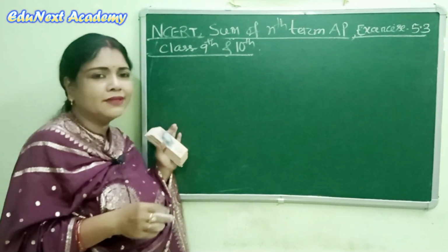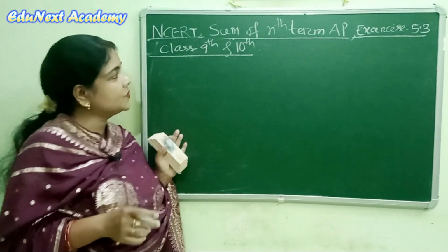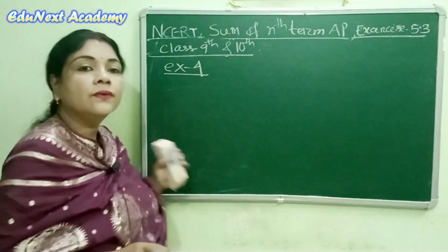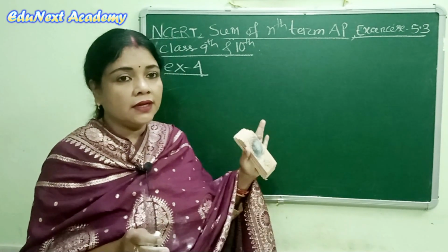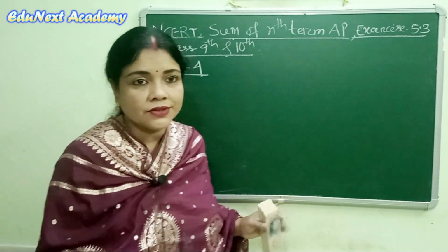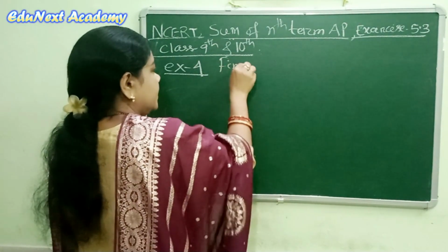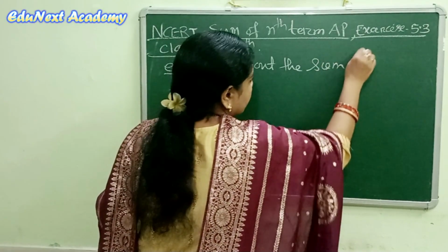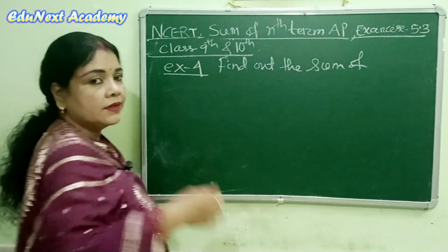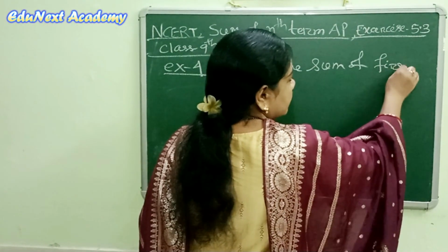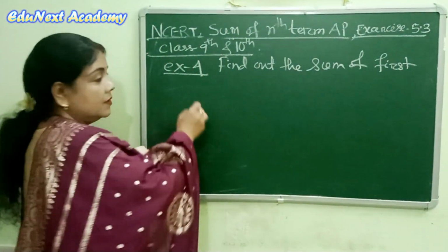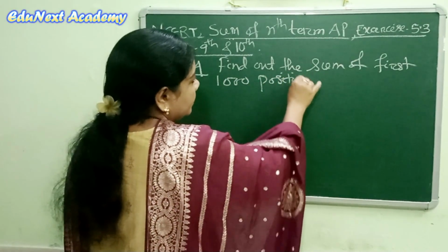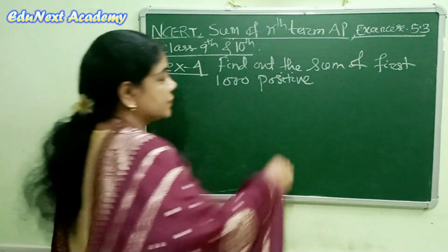Now this is some different kind of problem we are going to solve here. That is example 4. We have to find out the sum of first 1000 positive integers.